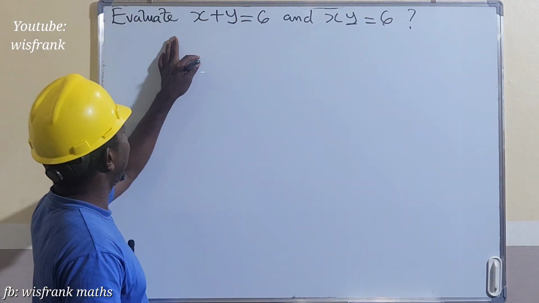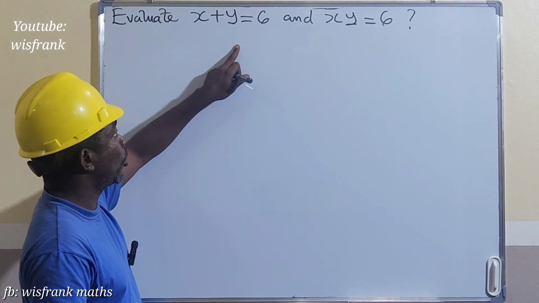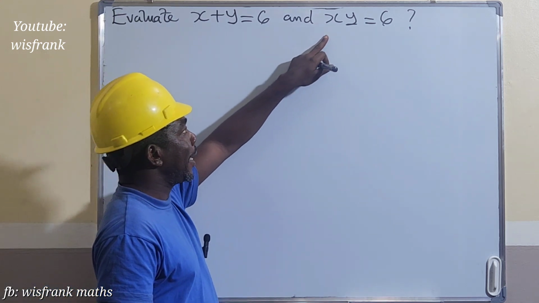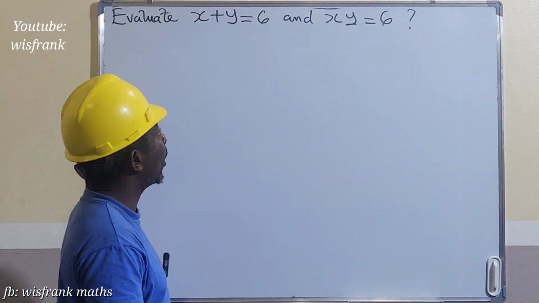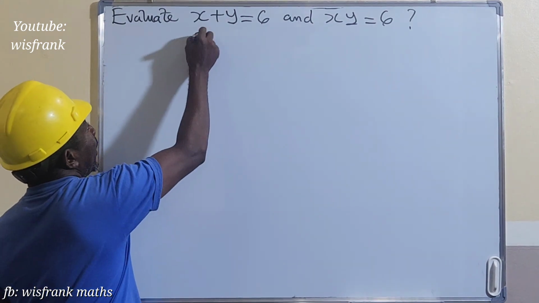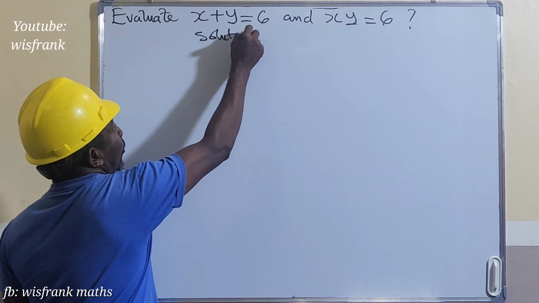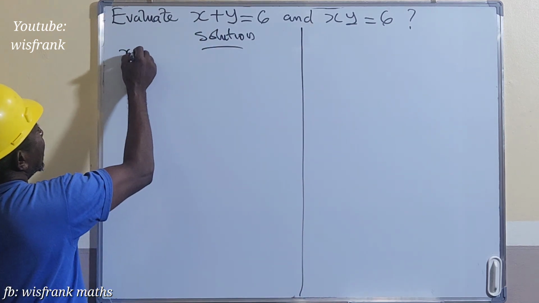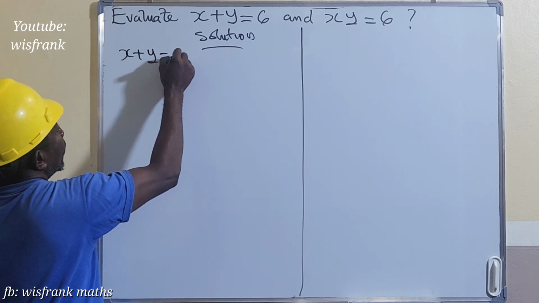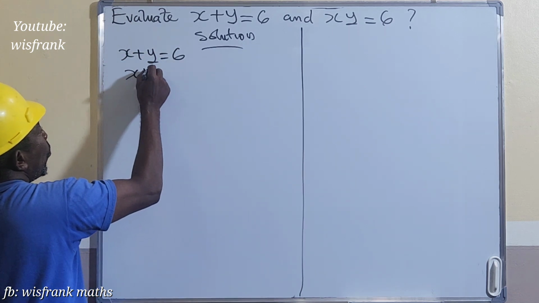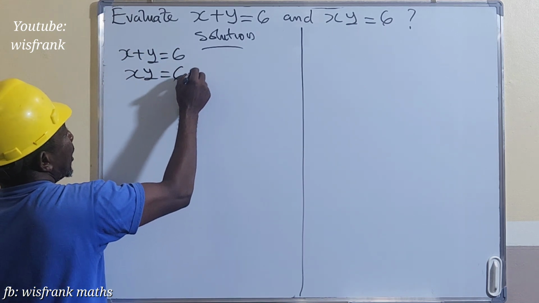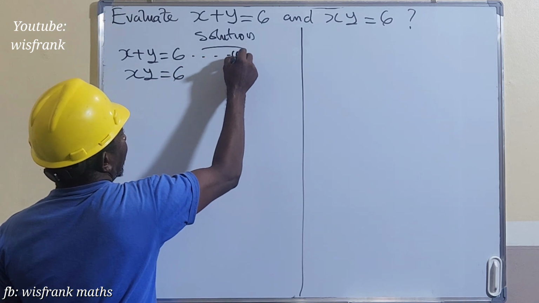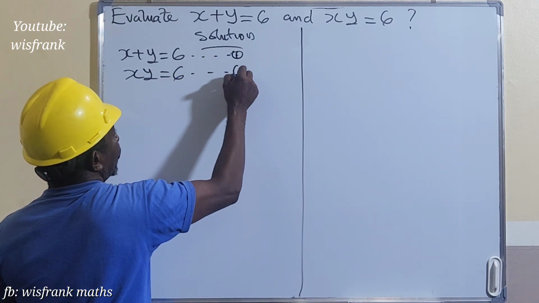Today we are looking at this question, and it says evaluate x plus y equals 6 and xy equals 6. So we are going to find the value of x and y in this given question. So here we have the solution. We are given x plus y equals 6 and also xy equals 6. Let's call this equation 1 and let's call this equation 2.